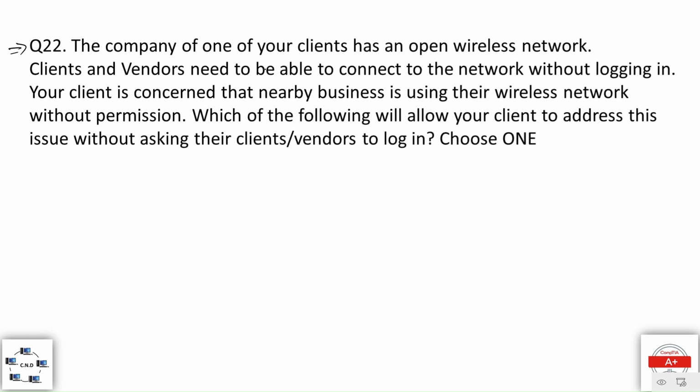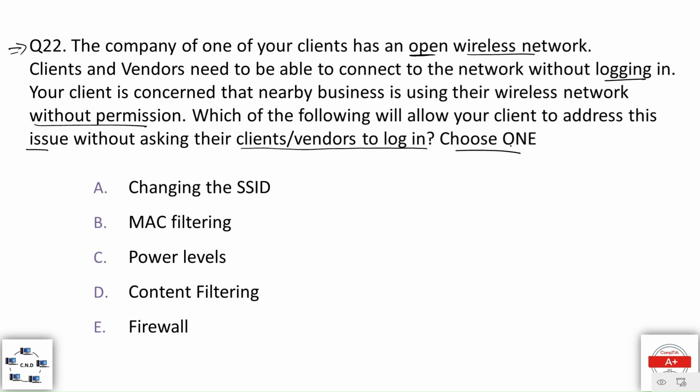Question number 22. The company of one of your clients has an open wireless network. Clients and vendors need to be able to connect to the network without logging in. Your client is concerned that a nearby business is using their wireless network without permission. Which of the following will allow your client to address this issue without asking their clients or vendors to log in? Choose one option. The options are option A, changing the SSID, option B, MAC filtering, option C, power levels, option D, content filtering, option E, firewall.